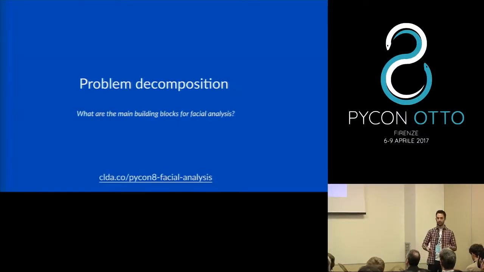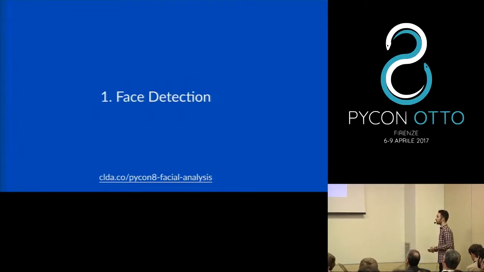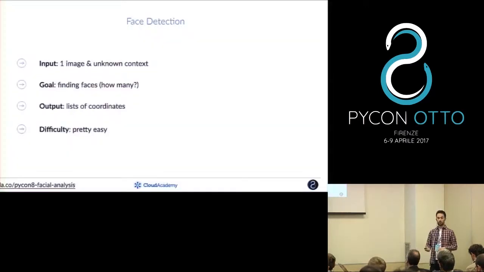So let's see what are the smaller problems that we need to solve in order to find information about a face. The first problem is always finding the face. Without finding the face, you can't do much. And this is known as face detection. It's not about finding out whether it's a male or a female, whether it's sad or happy. It's just about, here is a face. That's the first step of everything. So what's the input of this building block?